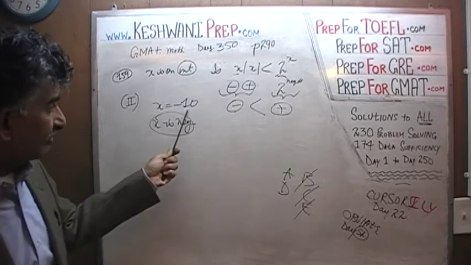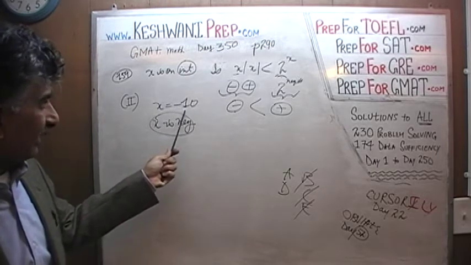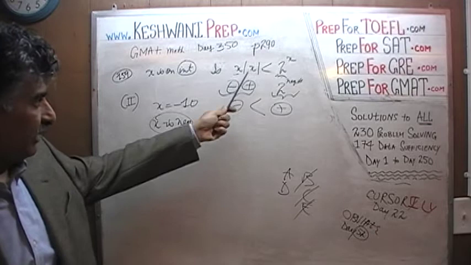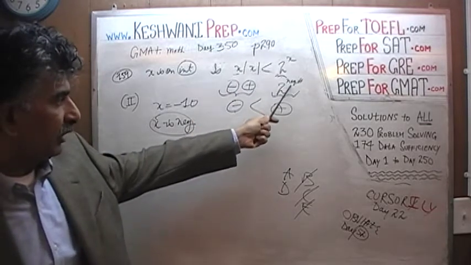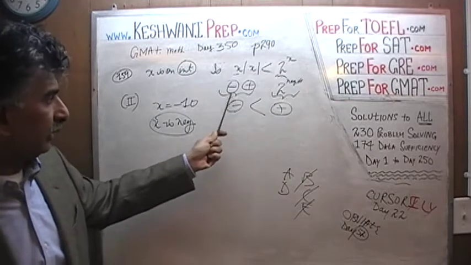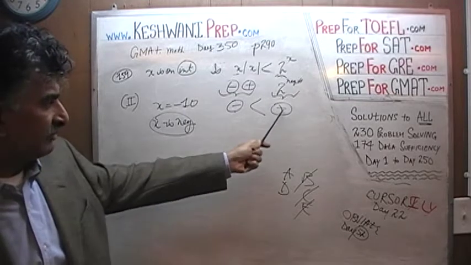As long as x is negative, one more time, as long as x is negative, this x is going to be negative, the absolute value of x is going to be positive, negative times positive is negative, and 2 raised to a negative power will still be positive. And therefore, the product is negative, negative will always be less than a positive.